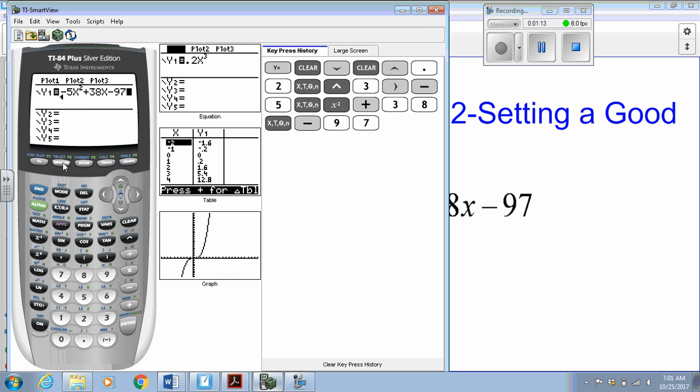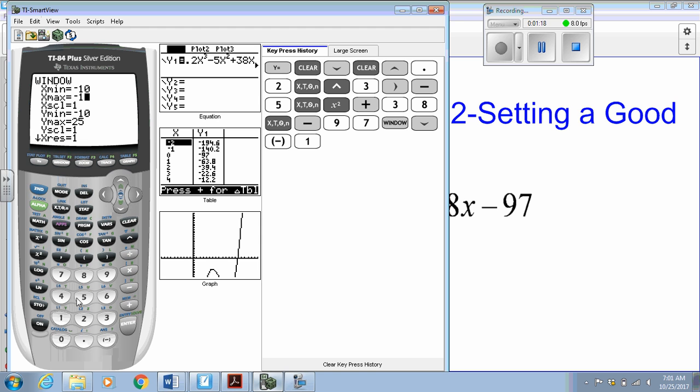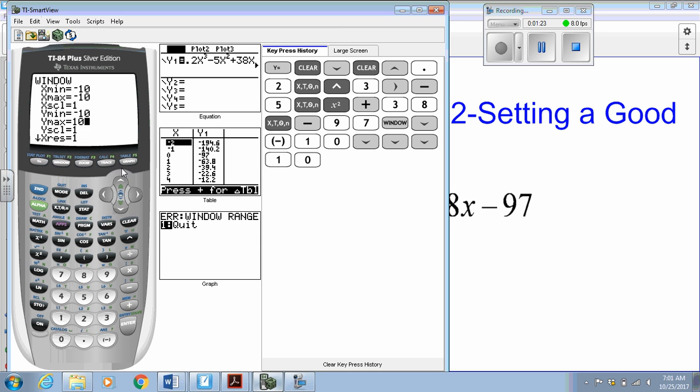Now the idea here is that we want to make sure that our window is perfect. We want a good viewing window so we can see the entire graph. Now I'm going to go back to my default for my window. Usually that works, but sometimes it doesn't. Remember, to get this window, you just press the window button. I'm going to press graph to see if I'm able to do so. Whoops, there was an error there. Let me check it. Oh, there we go. Make sure your x-min is smaller than your x-max, and then you should be good to go.